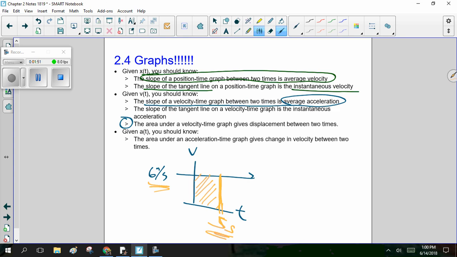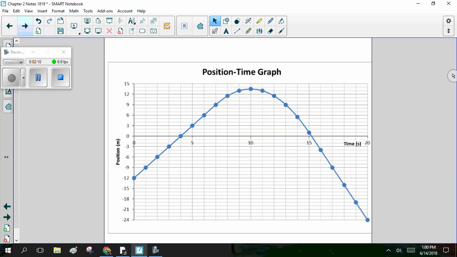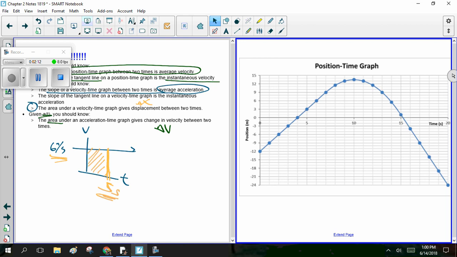So the area under a velocity time graph gives change in position, and similarly, the area under an acceleration time graph gives us change in velocity, by kind of the same logic. Let's see if we can apply that to some examples here. Let's dual page this.